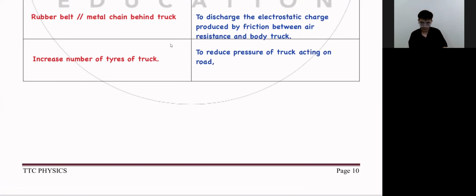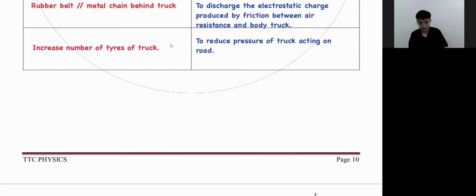Clear? This one is not too hard. You will see this kind of question in your exam.